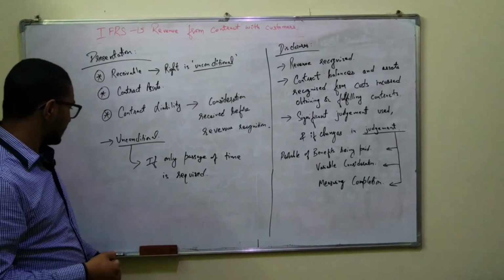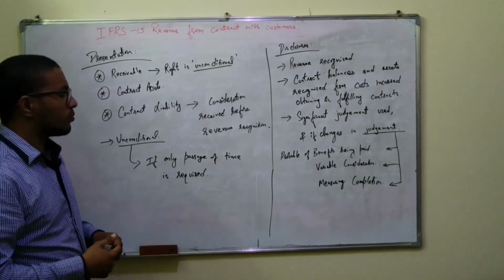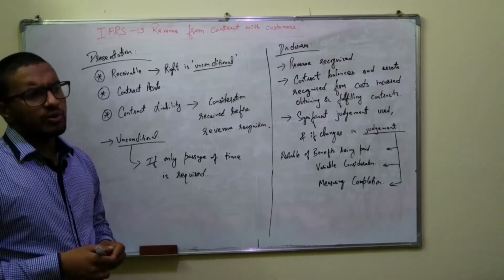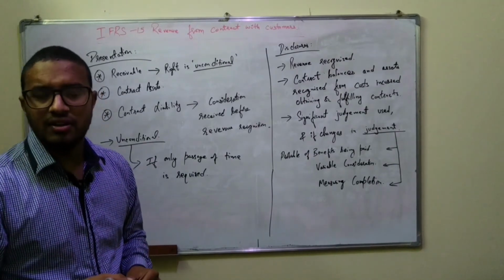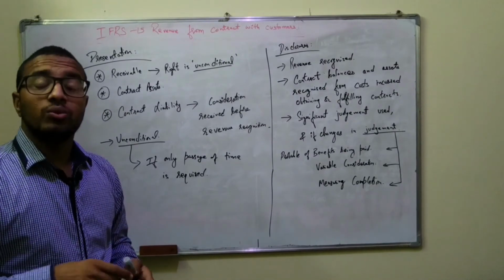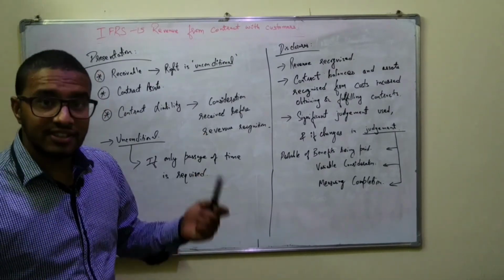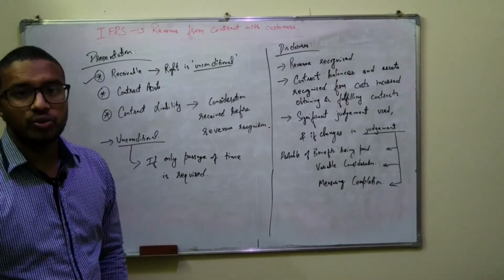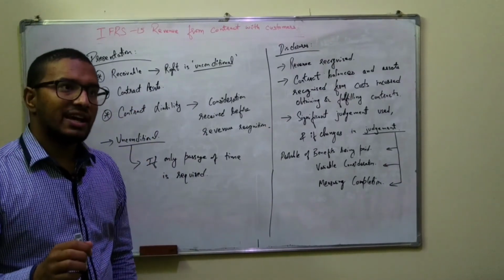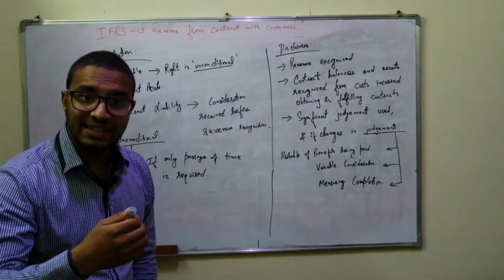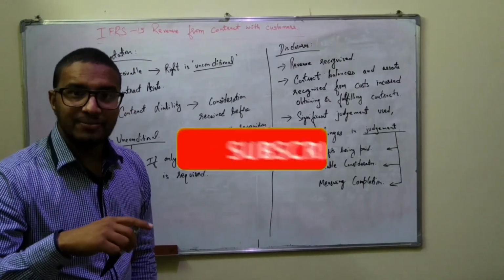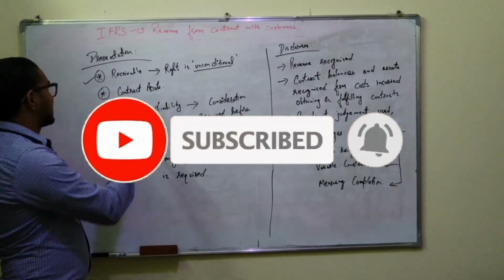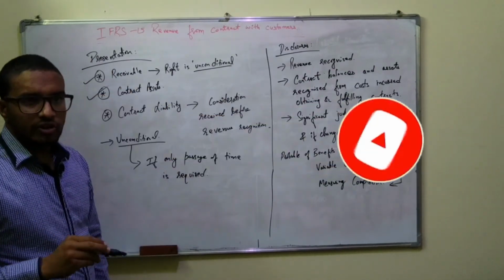So when you have actually satisfied your performance obligation, and only the passage of time is required, then you recognize a receivable. Whereas in the case of contract assets, if you are required to do something else other than the passage of time, then it is considered a contract asset. So what about contract liability?